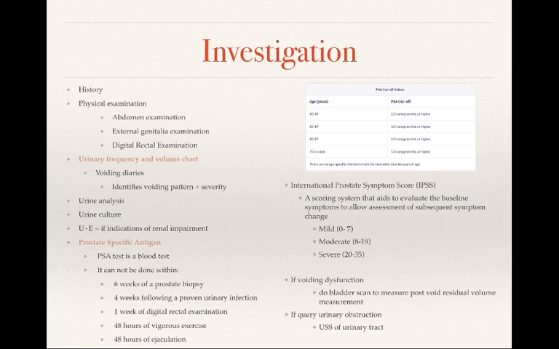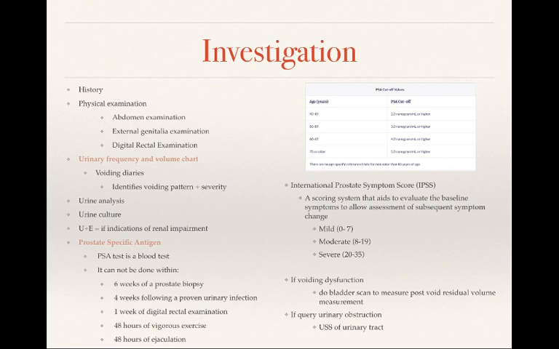You would also ask the patients to complete a voiding diary for at least 3 days because it helps us to identify any voiding patterns and also to identify the severity of their symptoms. You would do a urine analysis and culture to identify a urinary infection, and the causative agent as well. If there are indications of renal impairment, you would do U&Es. In men, it is important to do a PSA test if they present with LUTS.